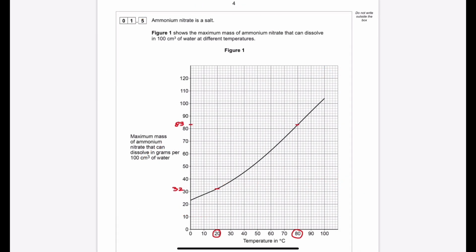1.5 is ammonium nitrate is a salt. Figure number 1 shows the maximum mass of ammonium nitrate that can dissolve in 100 cm cubed of water at different temperatures. So temperatures are given along x-axis. The mass of ammonium nitrate that can dissolve in grams per 100 cm cubed of water is along y-axis. A graph is given here. So in figure number 1, we need to see what is the maximum amount of ammonium nitrate which can dissolve in the water at different temperatures.